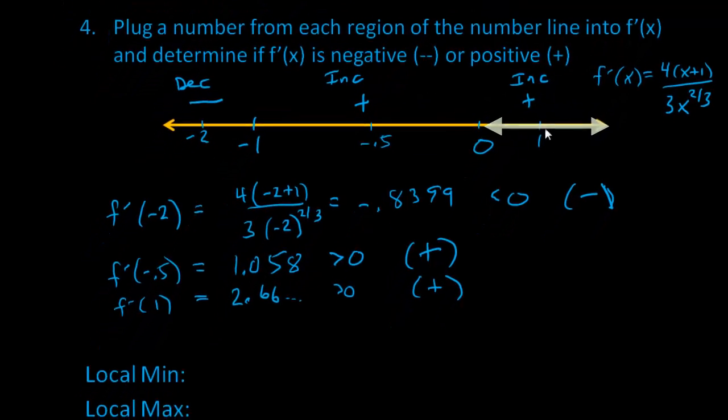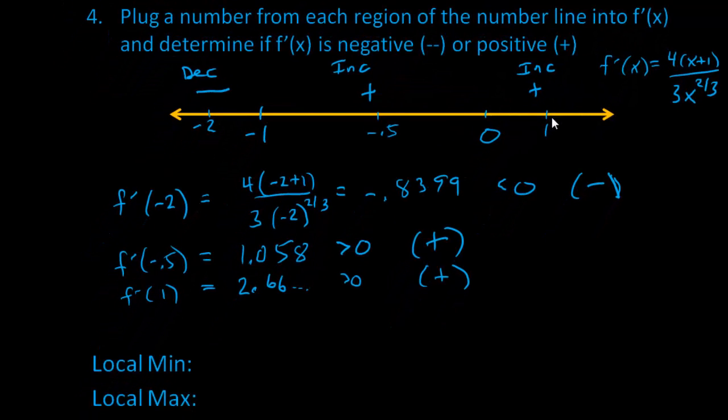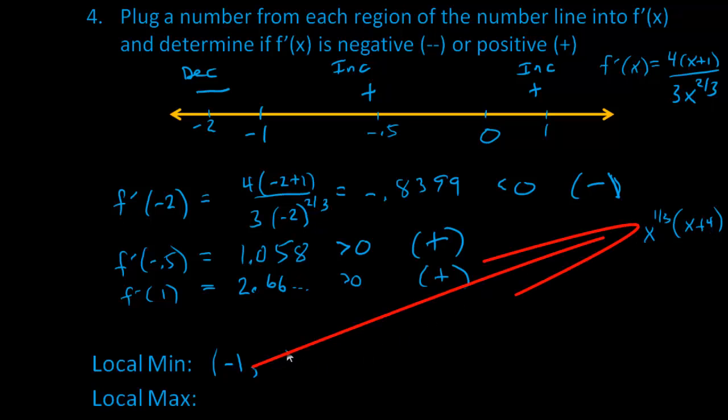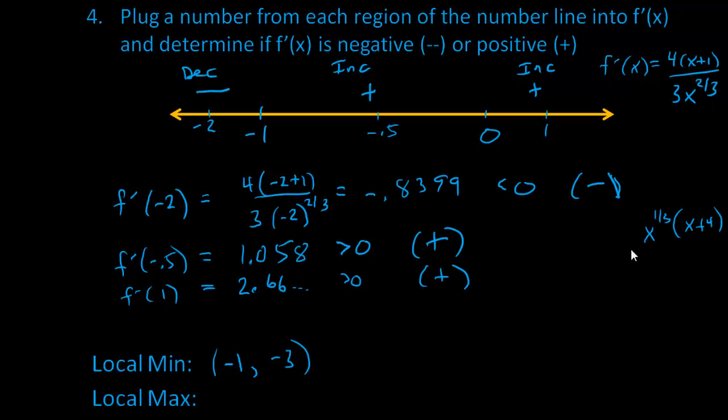Okay, so let's see what we have. Do we have any local mins? Now a local min is when we're decreasing and then we're increasing. That's actually happening right here at -1. So that's going to be a local min at -1, comma. Now the y value, it's a point, so we need to find the y value. You do that by plugging it into the original function because it is a point on the graph. Recall that the original function is x to the 1/3 times x plus 4. So if you plug -1 into this, you are going to get -3. I'll trust that you can check that.